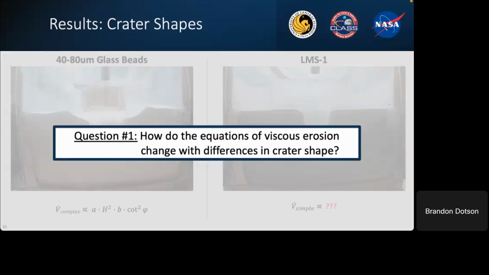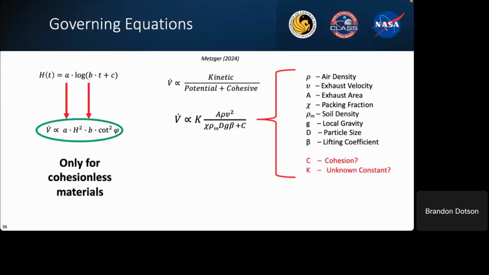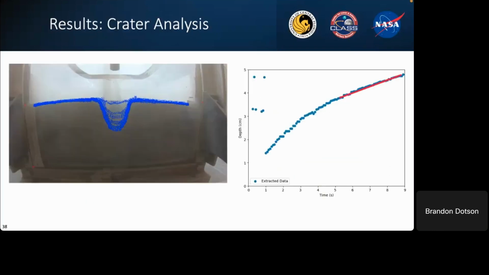So one way to get around it is to instead just fit this steady state crater development part using a linear fit. And then I'll show you what some of that data looks like when we do it like that.